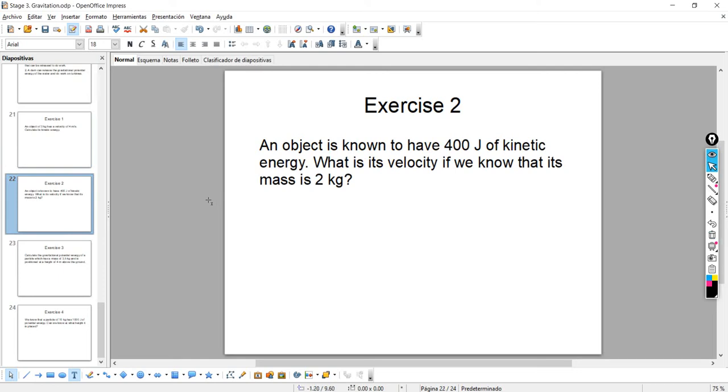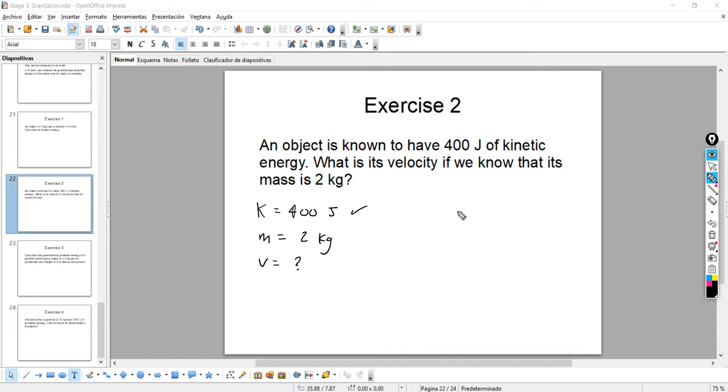Exercise number 2. We have an object. Well, an object is known to have 400 joules of kinetic energy. So we already know the kinetic energy of this object. It's going to be 400 joules. What is its velocity? If we know that its mass is 2 kilograms. So if we know the kinetic energy of this object and we also know its mass, can we know its velocity?